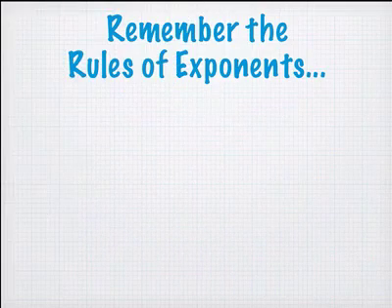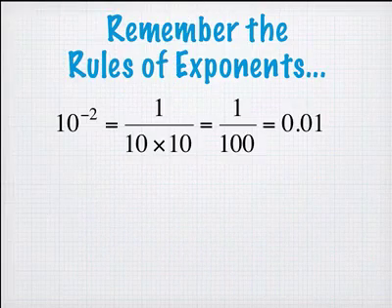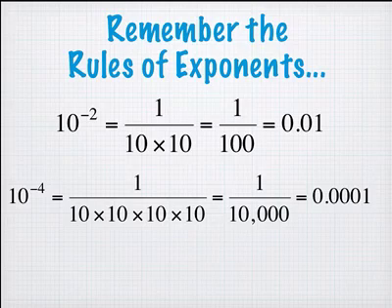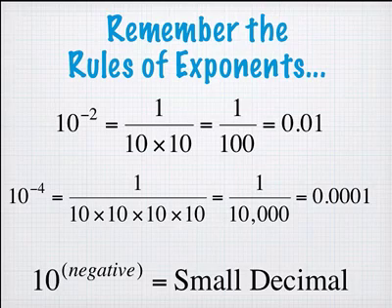The opposite is true with negative exponents. Raising something to a negative power means take the reciprocal. This would be 1 over 10 squared, or 1 over 100, which equals a small decimal. If you raise it to progressively more negative numbers, such as -4, you get smaller and smaller decimals. 1 over 10 to the 4th is 1 over 10,000, or 0.0001. This is a very, very small number. So the rule here is 10 to the negative number is a small decimal.